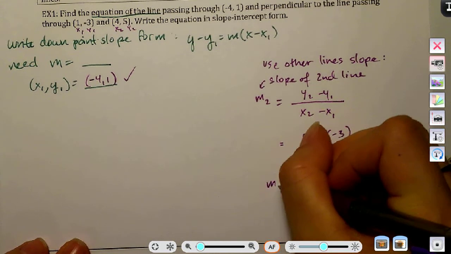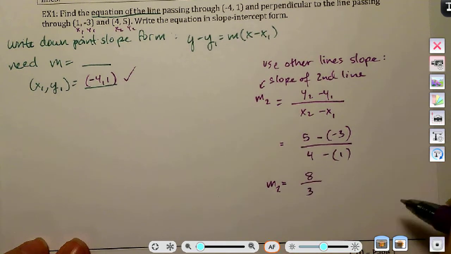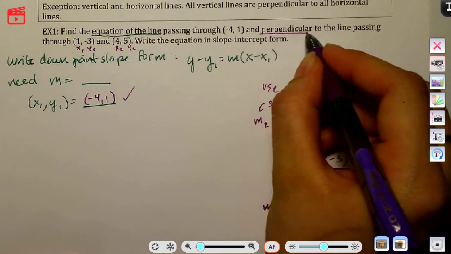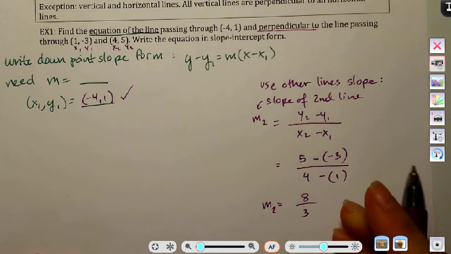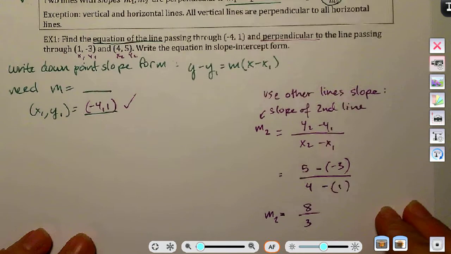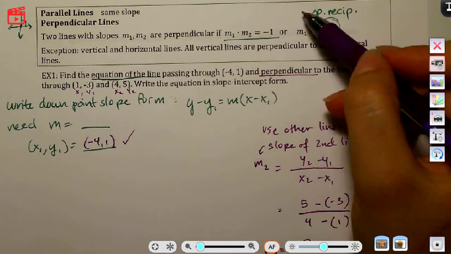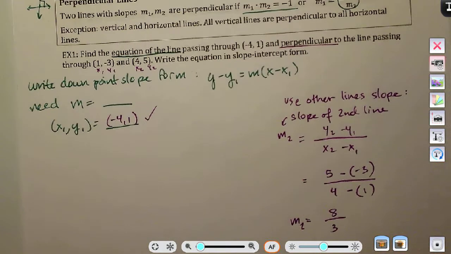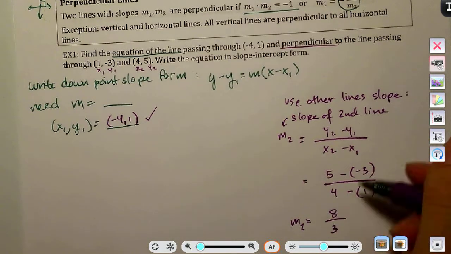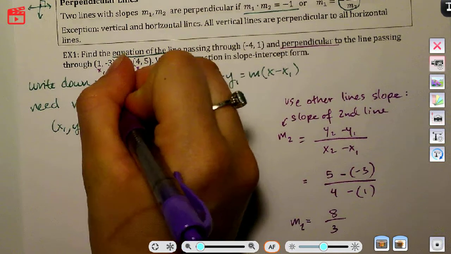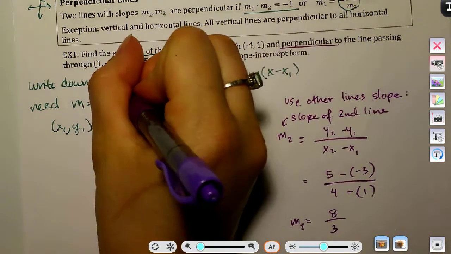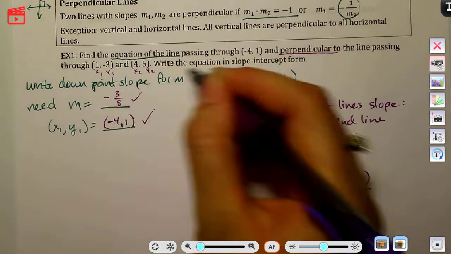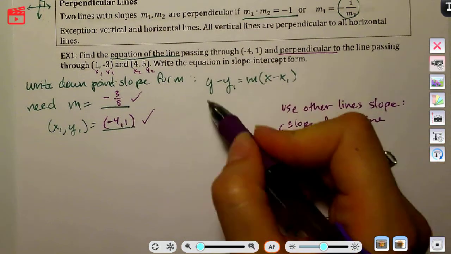Okay, but this is the slope of the other line. That's not my slope. My slope is perpendicular to that slope. Well, remember, how do we decide how to find it? We use the opposite reciprocal. So, the opposite reciprocal of 8 over 3 is going to be, well, the opposite would be a negative. The reciprocal would be 3 over 8. And there we go. I've found the 2 pieces of information I need to fill this out.